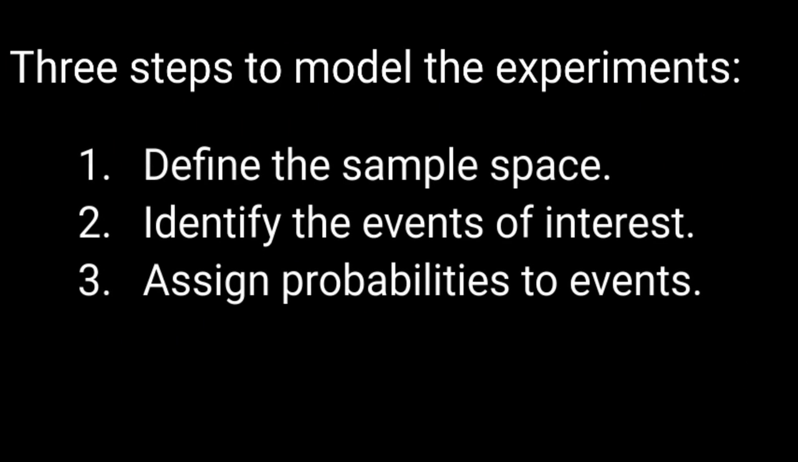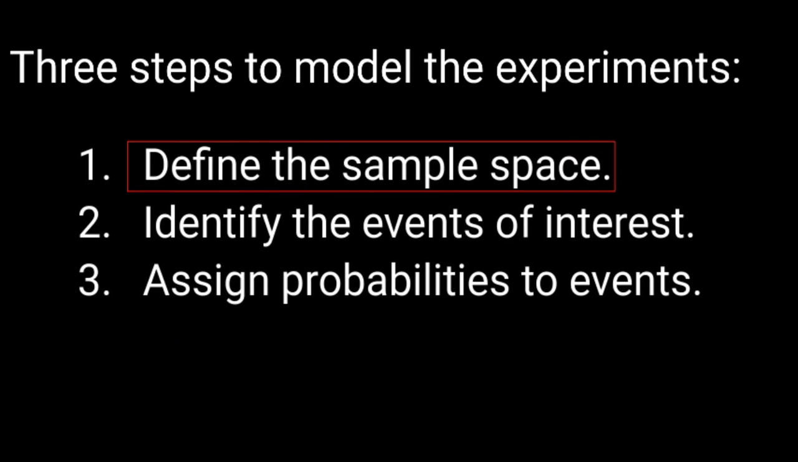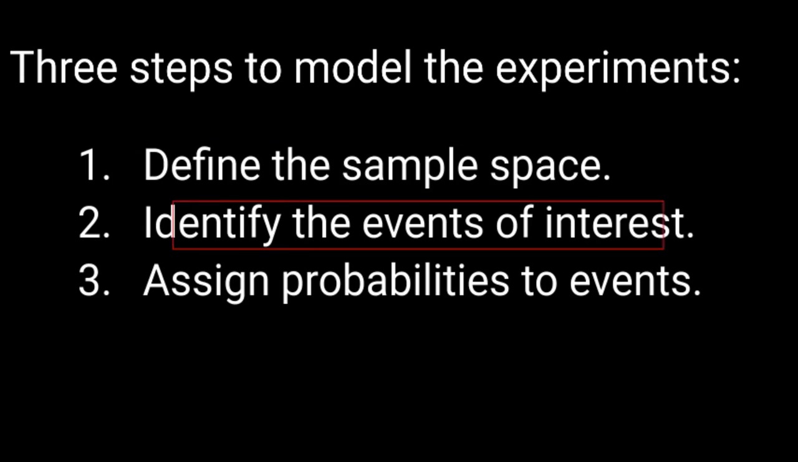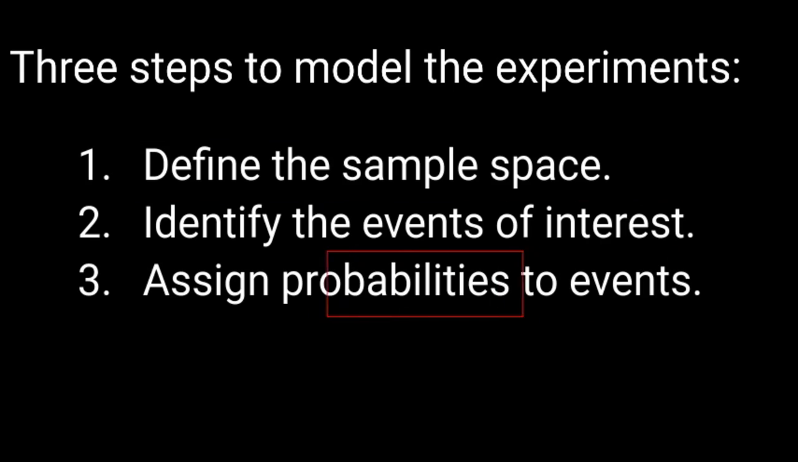To summarize the method of modeling the experiment, we have 3 steps. In step 1, we need to define the sample space, which is nothing but the set of all possible outcomes. In step 2, we need to identify the events we are interested in. In step 3, we have to assign probabilities to all the identified events such that all the 3 axioms are satisfied.